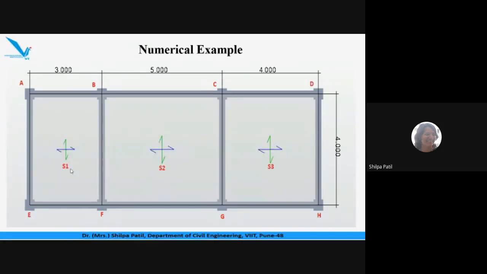Take down the diagram. Is it over? Yes, ma'am. Okay.